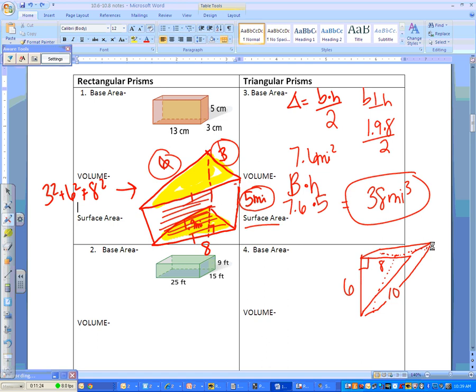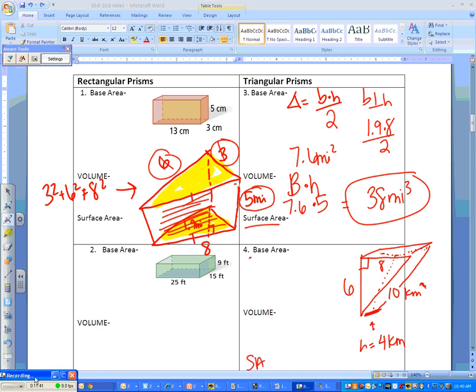Okay, and then the height, remember, is the distance between the two. This is your height, and it's going to be 4 kilometers. So we're using units of kilometers, excuse me. Okay, so find the base area, find the volume, and then if you want to, find the surface area.